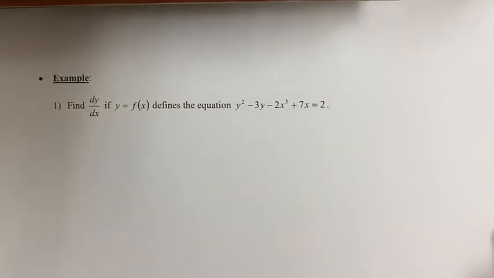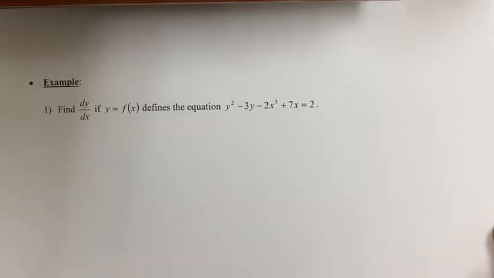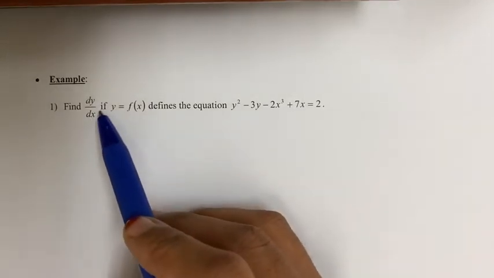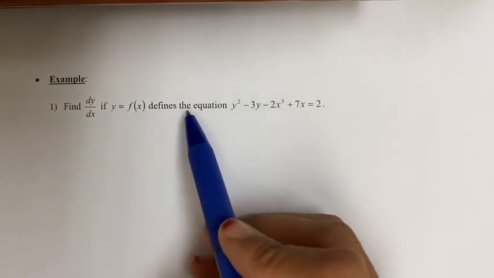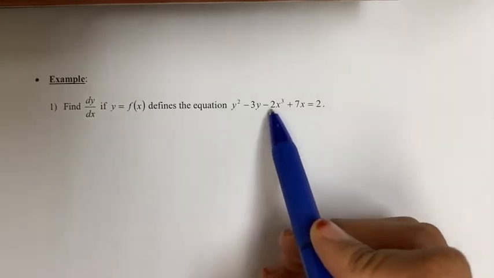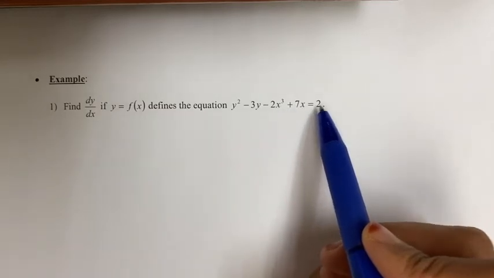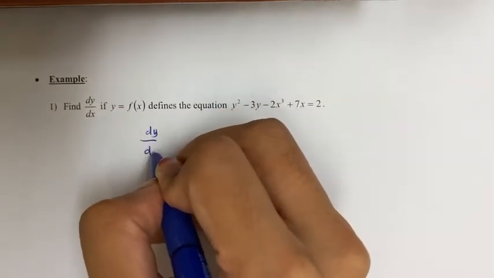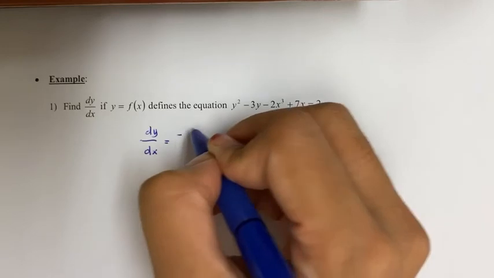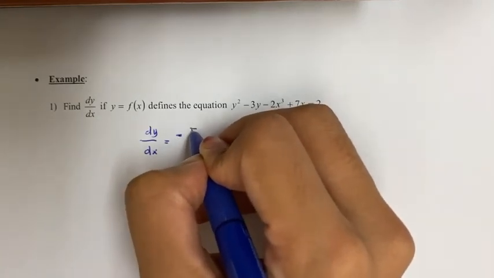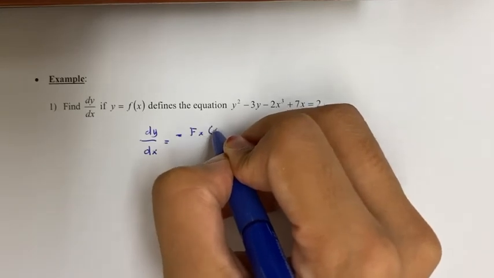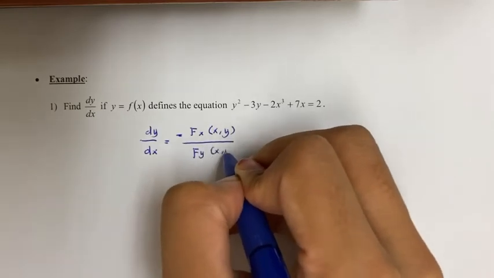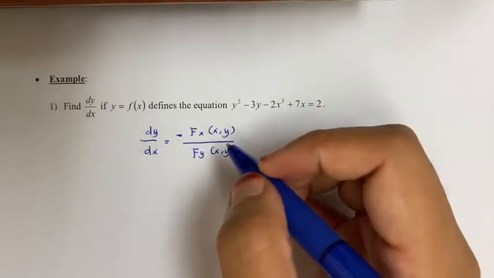For implicit differentiation, it is very simple. Okay, so you just need to remember the formula. Okay, so for example 1, find dy over dx if y equal to f(x) defines the equation y squared minus 3y minus 2x cubed plus 7x equal to 2. Okay, so to find dy over dx for implicit function, basically we have to find negative fx(x,y) divided by fy(x,y). Okay, so this is from the theorem.